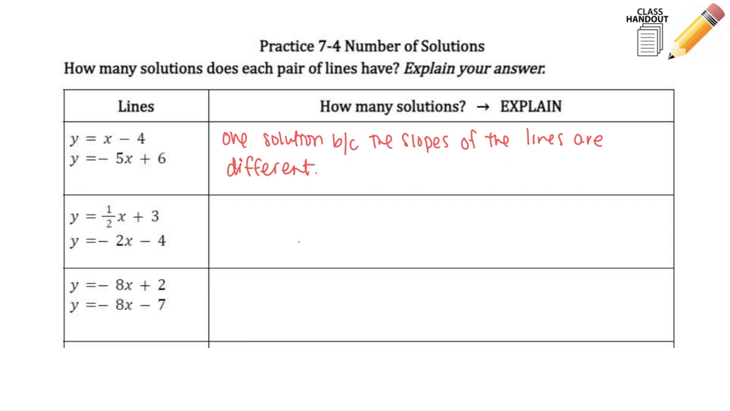The second equation, again looking at my slopes, we have 1/2 and -2. If you remember from the previous lesson, these lines are perpendicular because the slopes are opposite reciprocals. Well, they're perpendicular, which means they intersect at a 90-degree angle. So that means it's also going to have one solution. It's for the same reasoning as above, because the slopes of the lines are different.